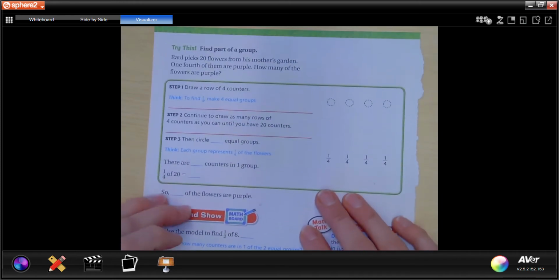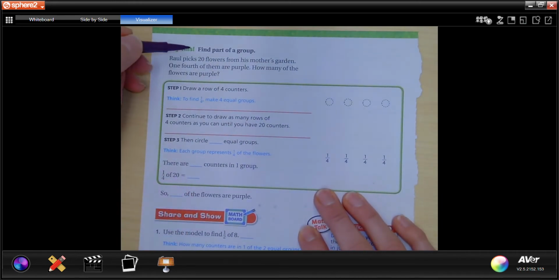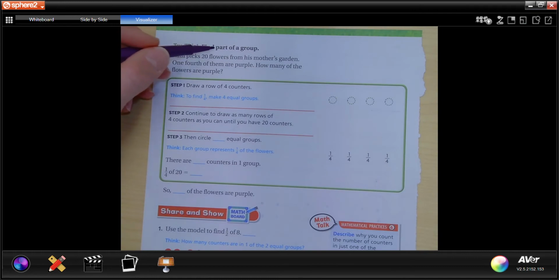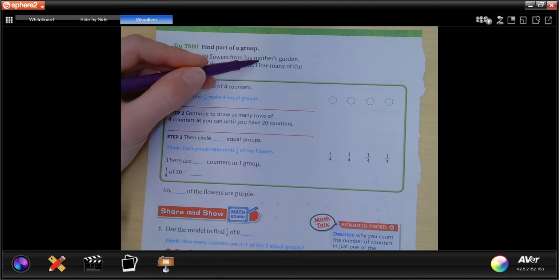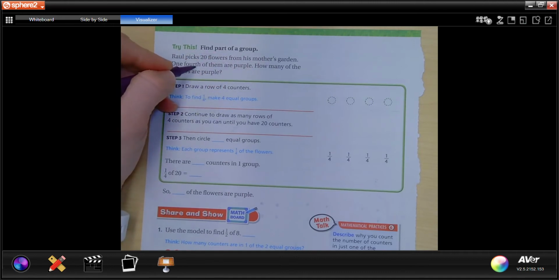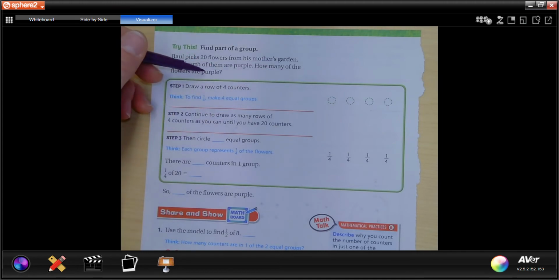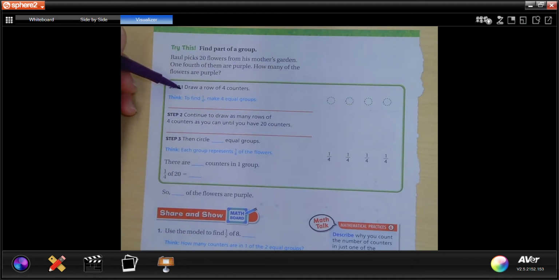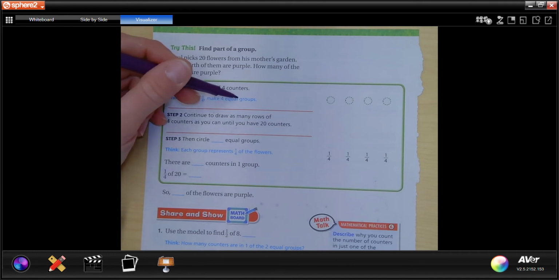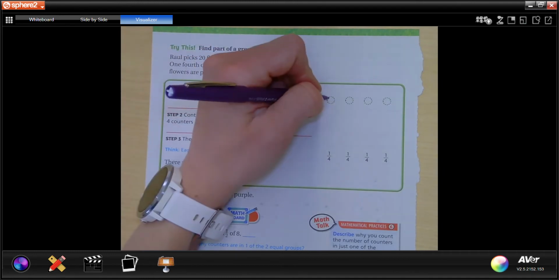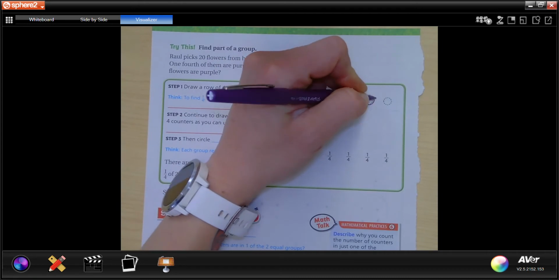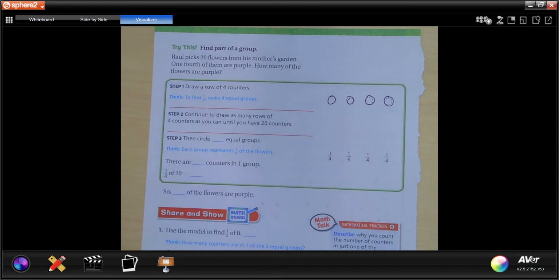All right. Try this. Find part of a group. Raoul picks 20 flowers from his mother's garden. 1/4 of them are purple. How many of the flowers are purple? Step 1. Draw a row of 4 counters. Think, to find 1/4 you make 4 equal groups. So 1, 2, 3, 4 groups.